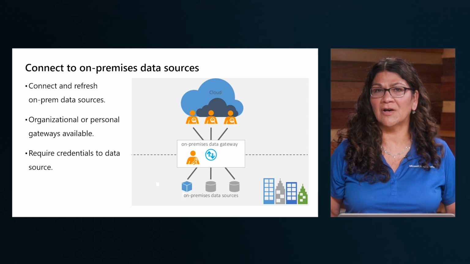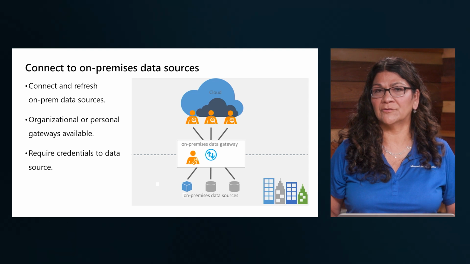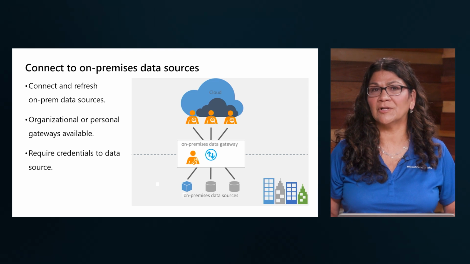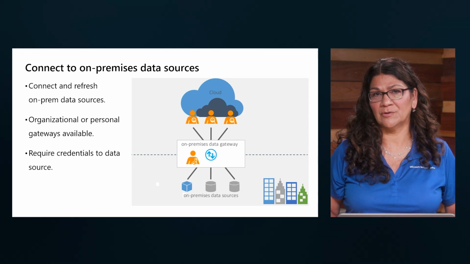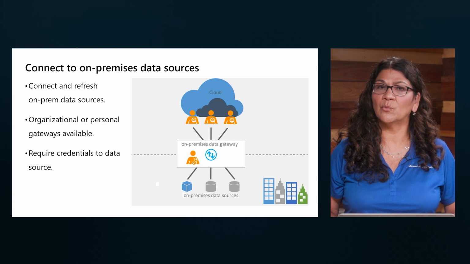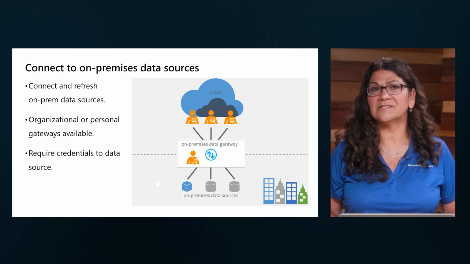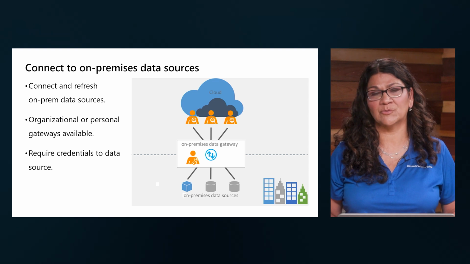There are two types of on-prem gateways. The first is the organizational mode version of the data gateway, which allows multiple users to connect to multiple on-prem data sources and is suitable for complex scenarios. The second is the personal mode of the data gateway, which allows one user to connect to data sources. This type of gateway can be used only with Power BI, and it cannot be shared with other users. So it is suitable in situations where you're the only one in your organization who creates reports.